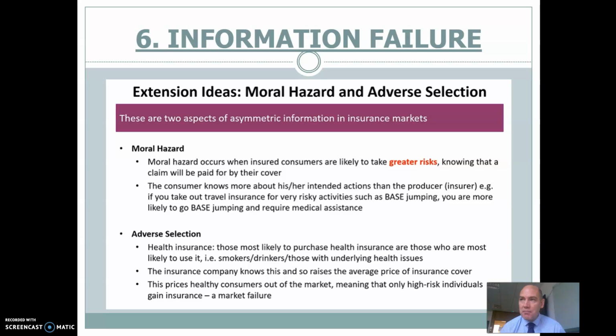That means that people who are generally healthy and don't have issues would be overcharged. And so those people get priced out of the market, meaning only high-risk individuals gain insurance, which is clearly a form of market failure.